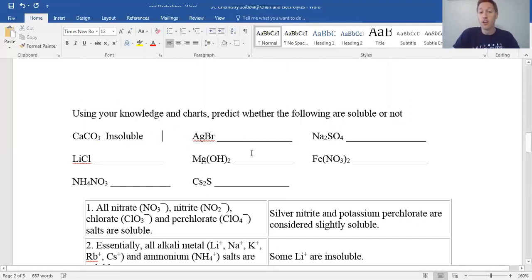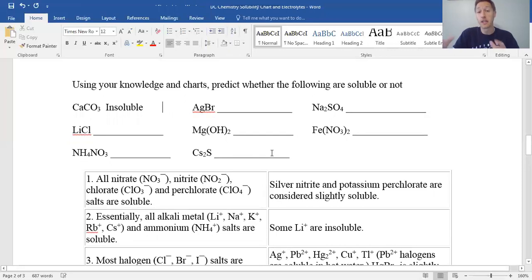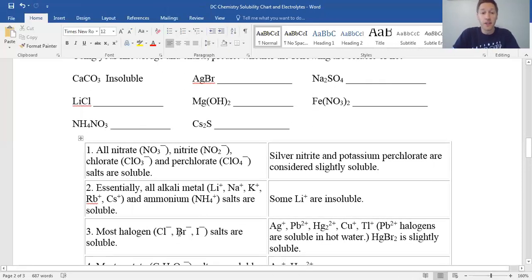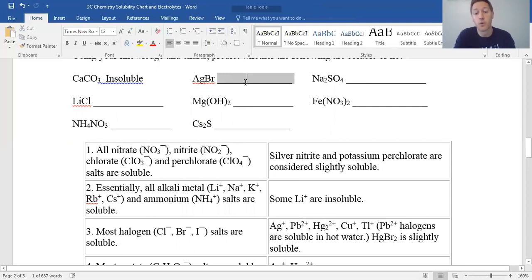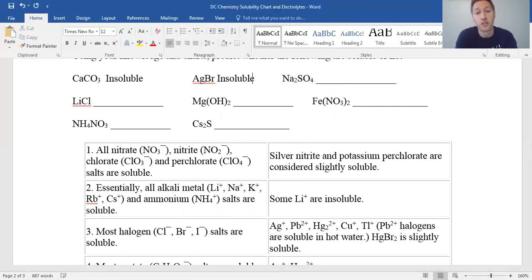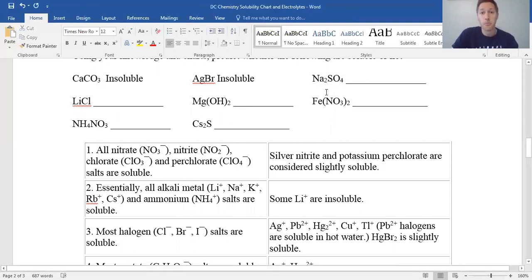Would AgBr dissolve in water? If we took AgBr, put it into water as a salt, would it dissolve or would it stay a solid? Rule number 3 says Br tends to dissolve. However, silver is an exception. So what does that mean? We're going to not follow the rule. We're going to say that's insoluble.